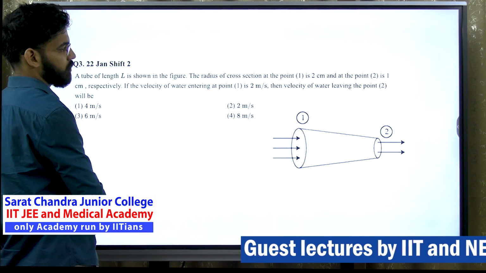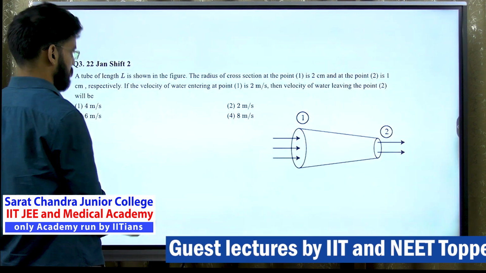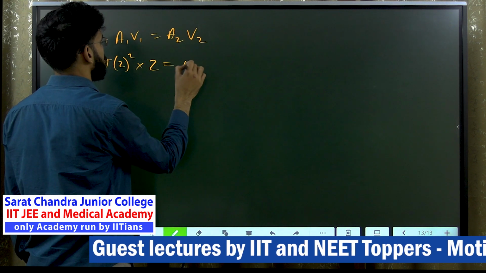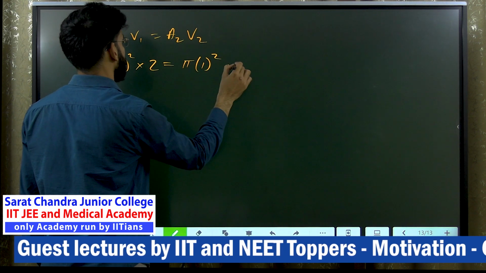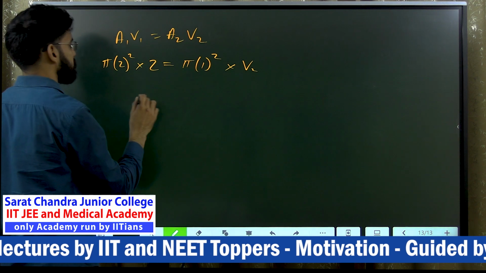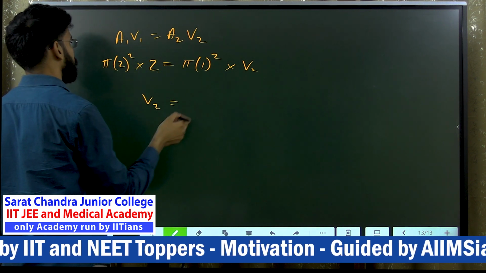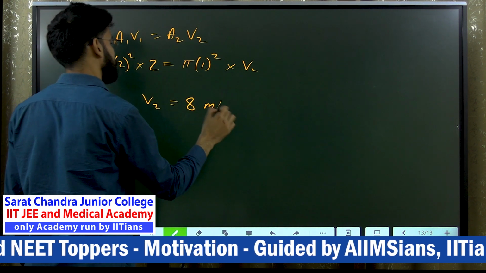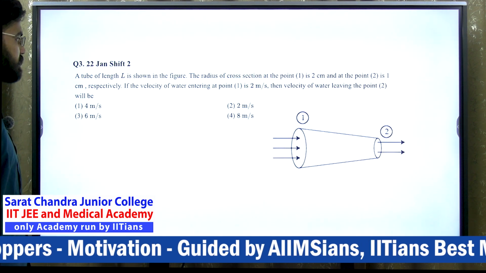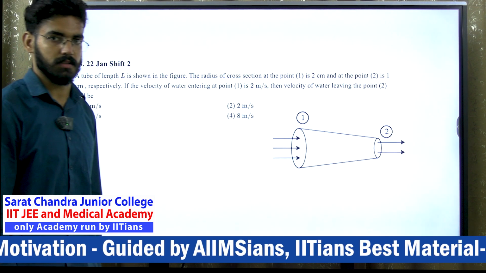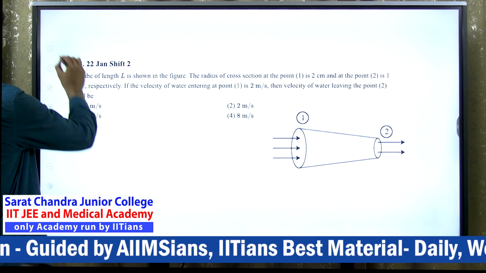So velocity is given how much? 2 meter per second. So 2 equals pi into 1 square into V2. That V2 only is asked. So V2 will be how much? 8 meter per second. That's it. 8 meter per second. Option number 4 is your answer. Okay, now see the next question.